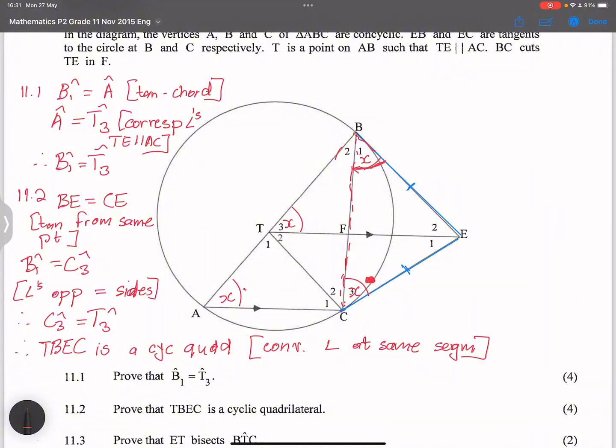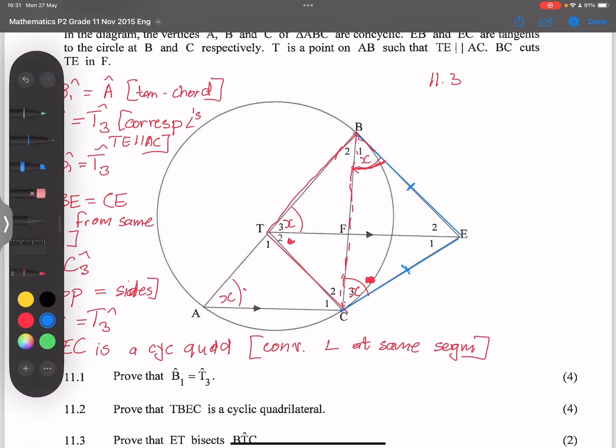Now, if ET bisects BTC, it means that angle must also be X. Very simple to prove. We have now proven that that is a cyclic quad. And please note, what it means is that B1 is now equal to T2. But why is that? Because these are angles at same segment.